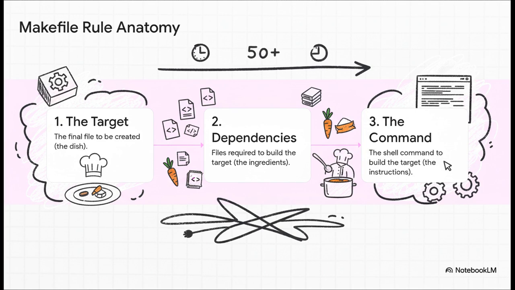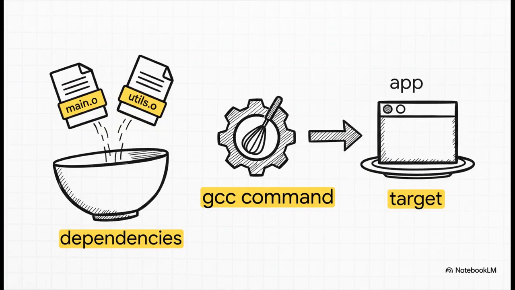Okay, and here's what that looks like in actual code. See that? The app is our target, our dish. What does it depend on? Well, its ingredients are main.o and utils.o. And the instruction, which has to start with a tab, that's important, is the GCC command that tells the computer exactly how to mix those ingredients together to get our final program.